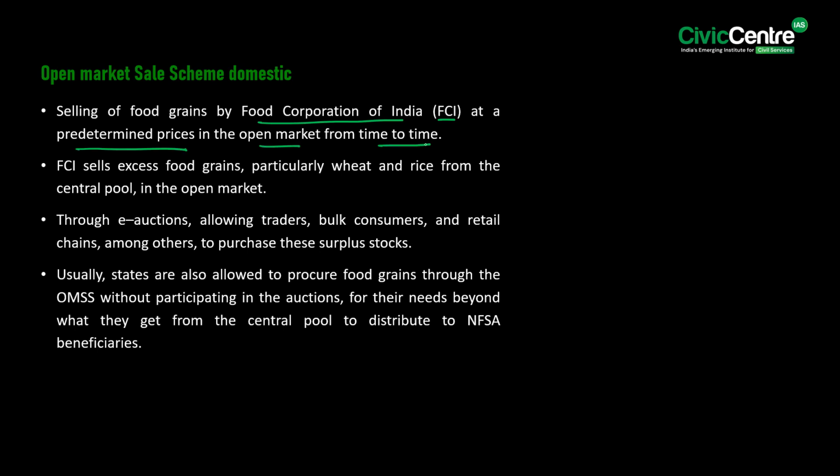Hence, through this scheme, the FCI sells excess food grains, particularly wheat and rice, from the central pool in the open market. This is done through e-auctions, allowing traders, bulk consumers, and retail chains, among others, to purchase these surplus food stocks. Usually, the states are also allowed to procure food grains through the OMSS without participating in the auctions, for their needs beyond what they get from the central pool to distribute to the NFSA beneficiaries.